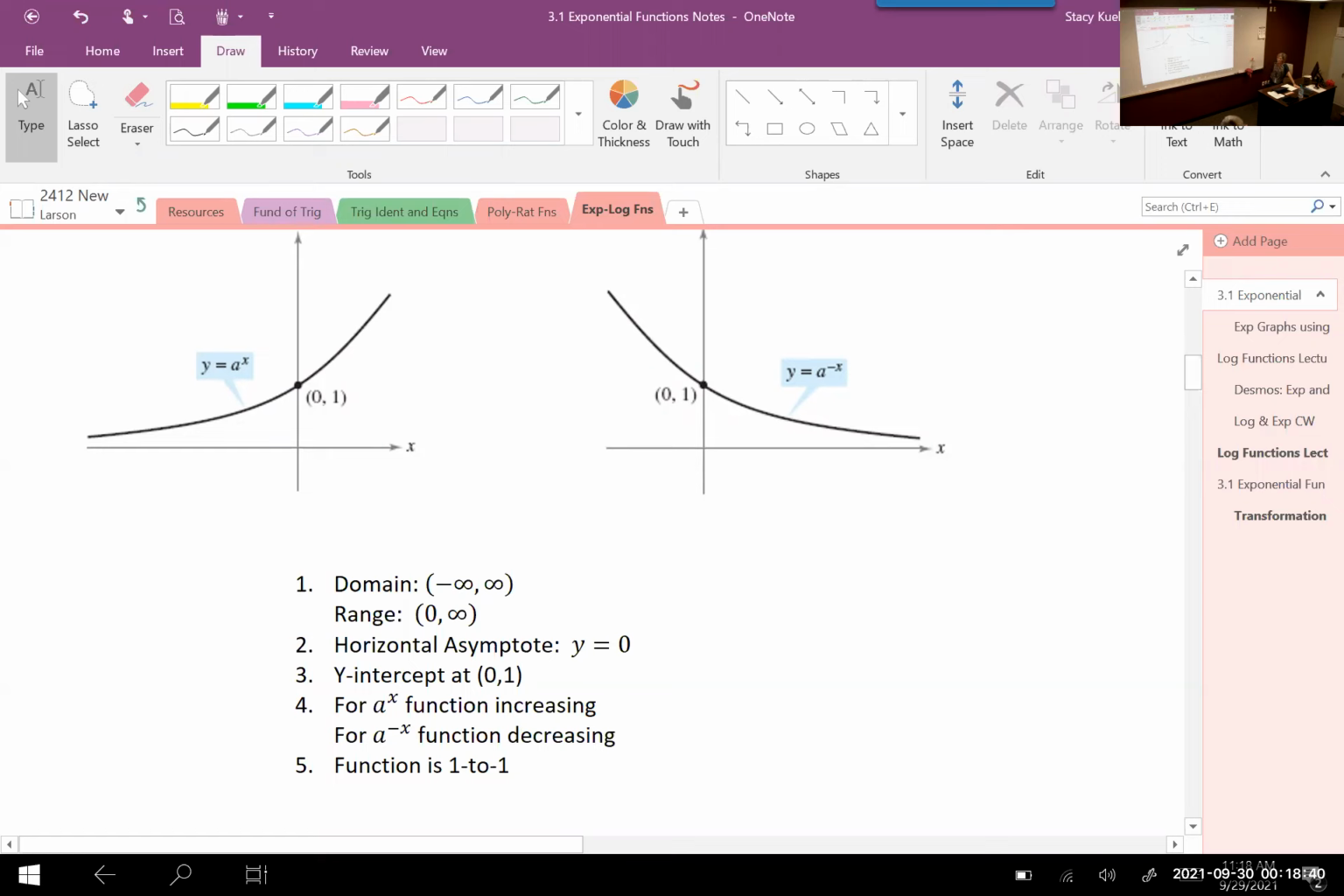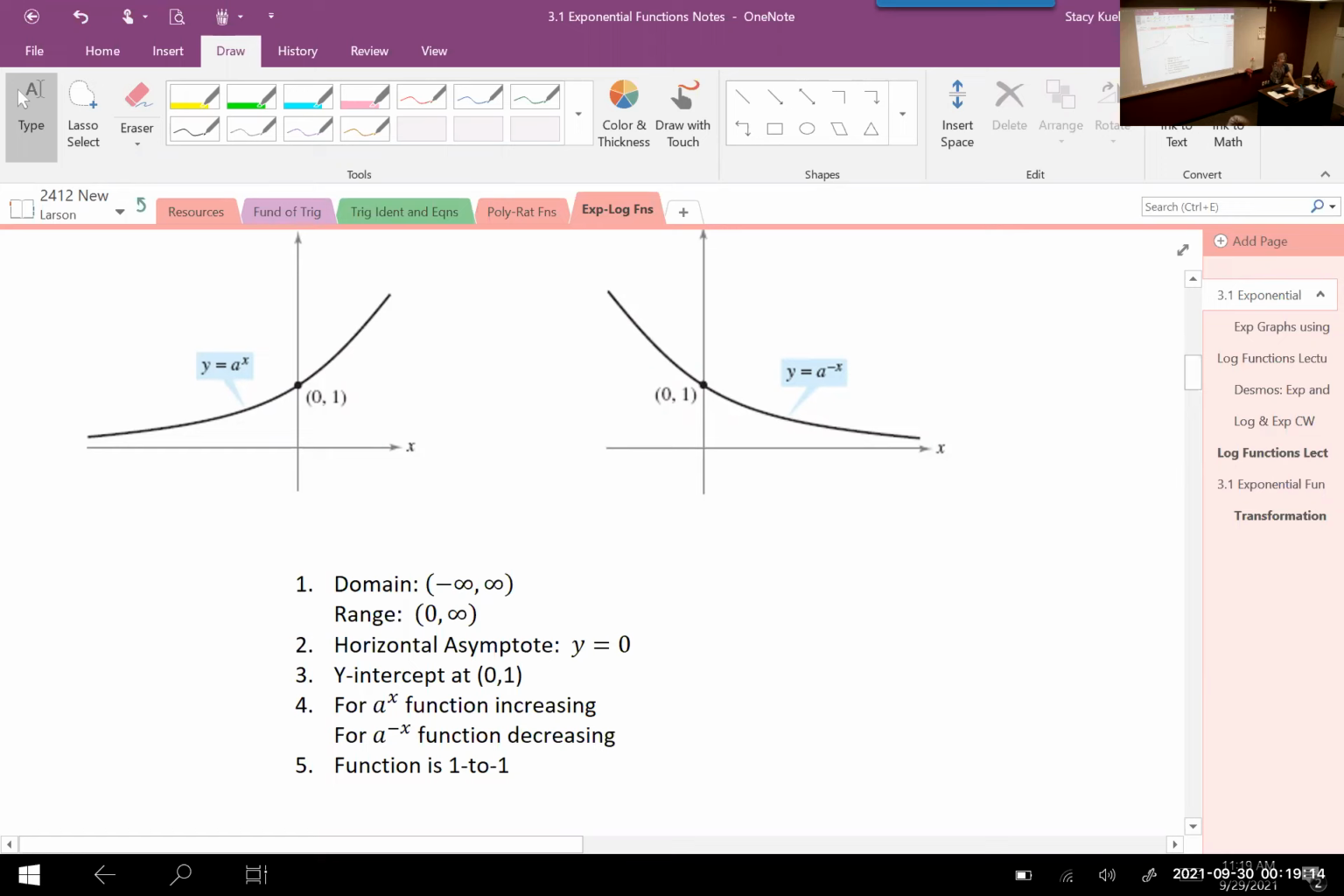The characteristics of these functions say that the domain of the function, all the possible x values, are going to go from negative to positive infinity. But the range of the function says that there's an asymptote there at y is equal to 0. So in other words, the range would be from 0 to infinity. We have a horizontal asymptote, like I said, at y is equal to 0. We have a y-intercept at (0, 1).